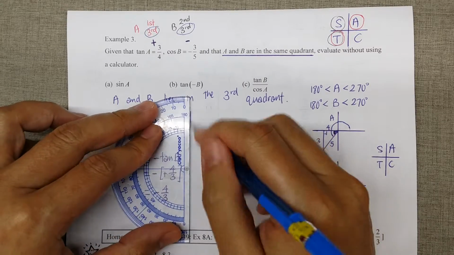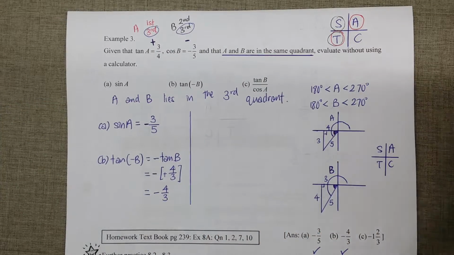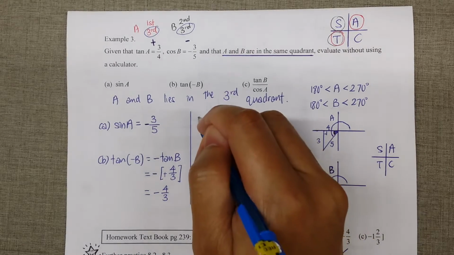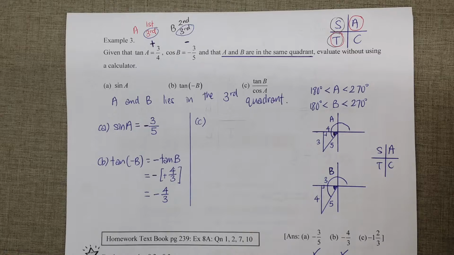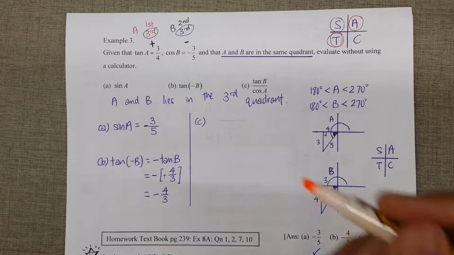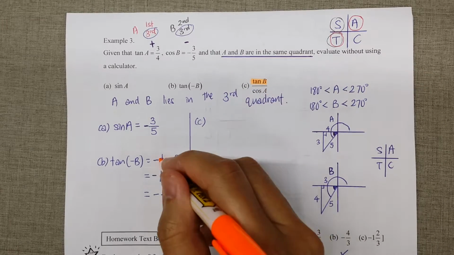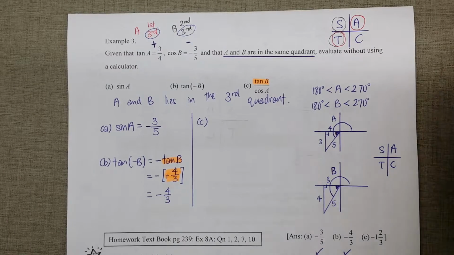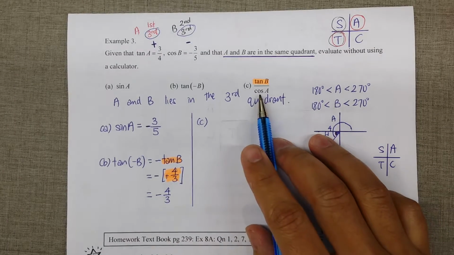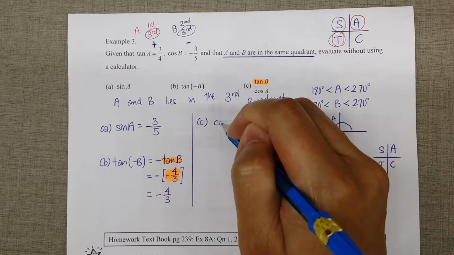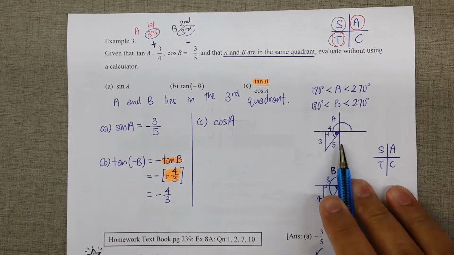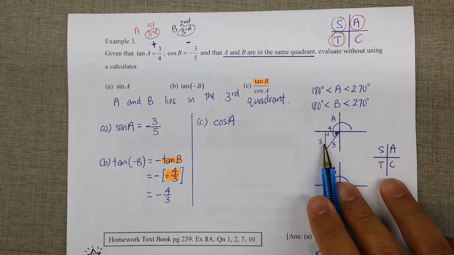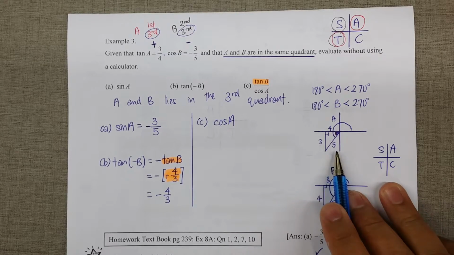Last question. Part C. Tangent B over cosine A. If you are alert, you will have noticed that tangent B, we have found the answer to be 4/3. So we don't do double work. We just proceed to find cosine A. Cosine A is here. Angle A is here. Cosine A will be adjacent over hypotenuse, 4/5.